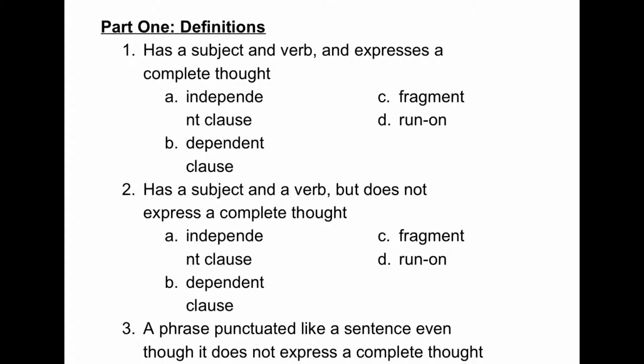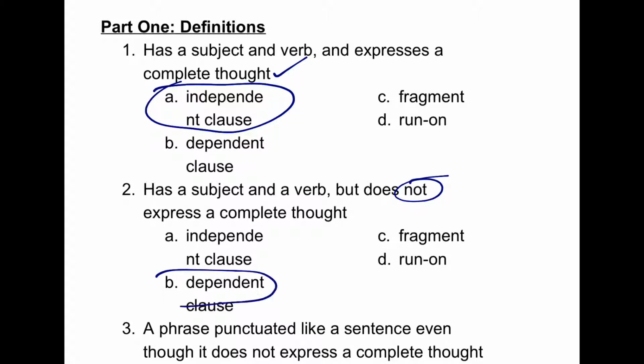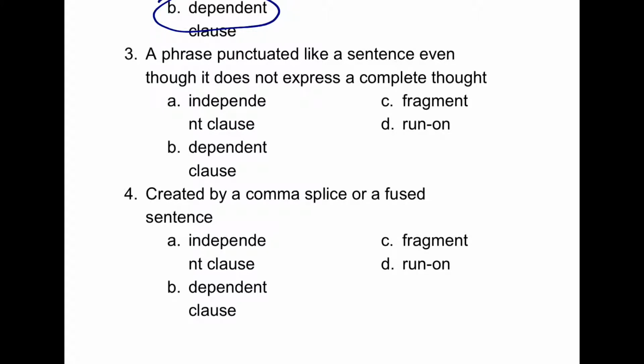Number 1, has a subject and verb and expresses a complete thought. That is an independent clause. Expressing the complete thought is the key difference, because this one does not express a complete thought, which makes it a dependent clause. So 3 and 4, we have a phrase punctuated like a sentence, even though it does not express a complete thought. That would be a fragment. And created by a comma splice or a fused sentence. That would be a run-on.